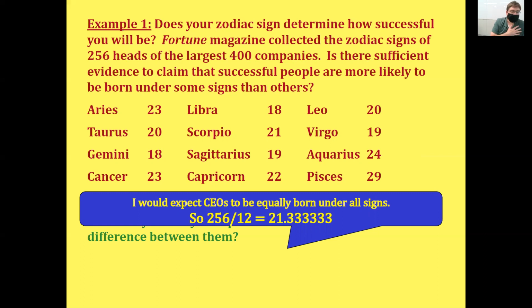So we would expect CEOs to be equally born under all signs. If all things are equal, that's what our original hypothesis is going to be. So we're going to use this number in a second, this 21.3333, when we do our formulas and calculators and all that kind of stuff. All right, how many degrees of freedom do we have? See who's been paying attention to my notes so far.